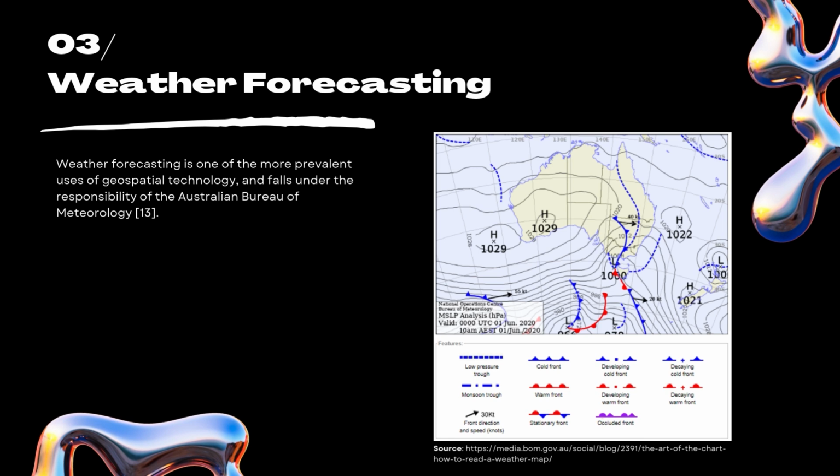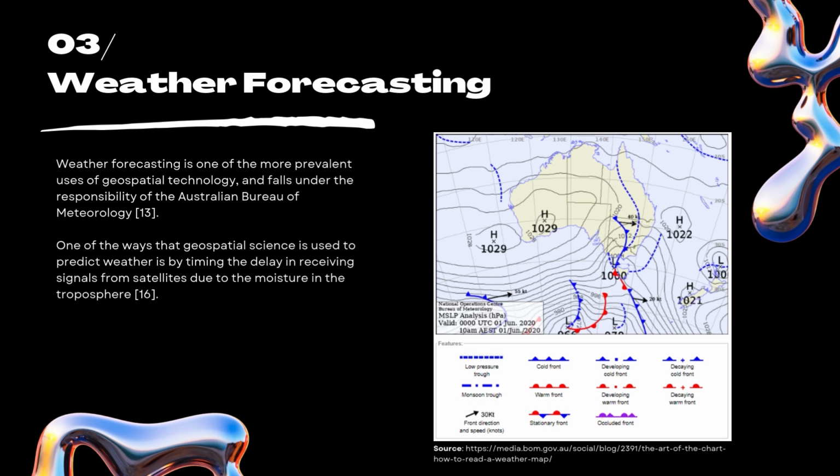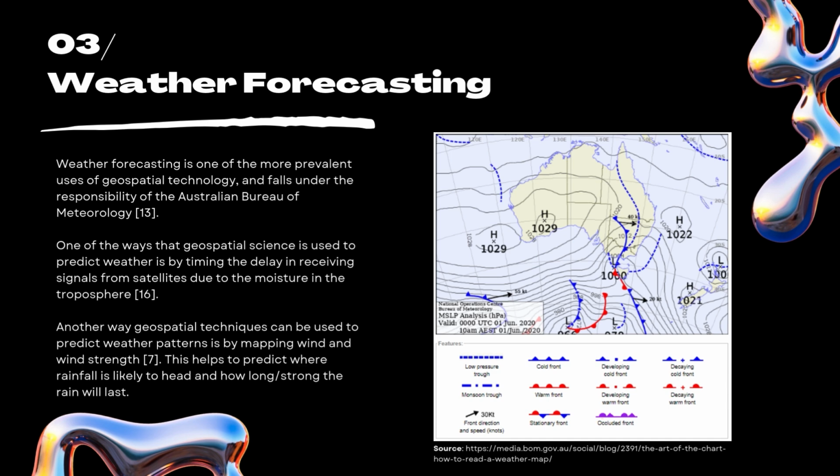Weather forecasting. Weather forecasting is one of the more prevalent uses of geospatial technology and falls under the responsibility of the Australian Bureau of Meteorology. One of the ways that geospatial science is used to predict weather is by timing the delay in receiving signals from satellites due to the moisture in the troposphere. Another way geospatial techniques can be used to predict weather patterns is by mapping wind and wind strength. This helps to predict where rainfall is likely to head and how long the rain will last.